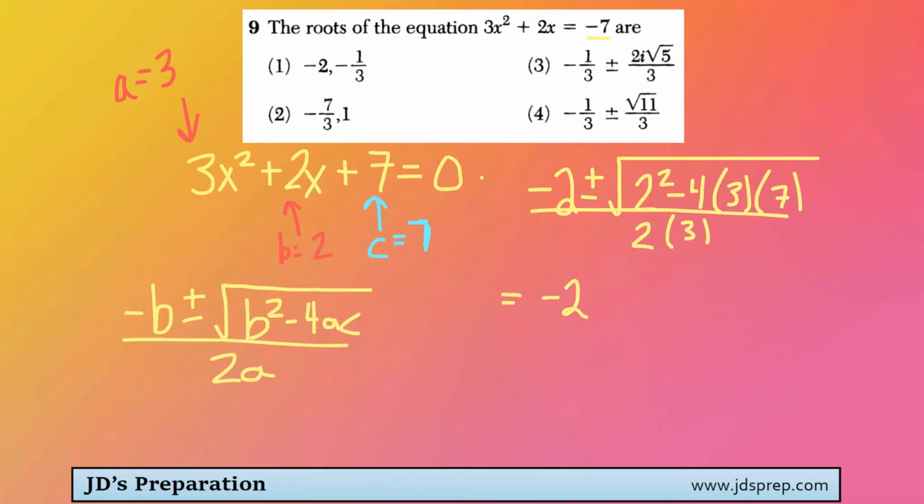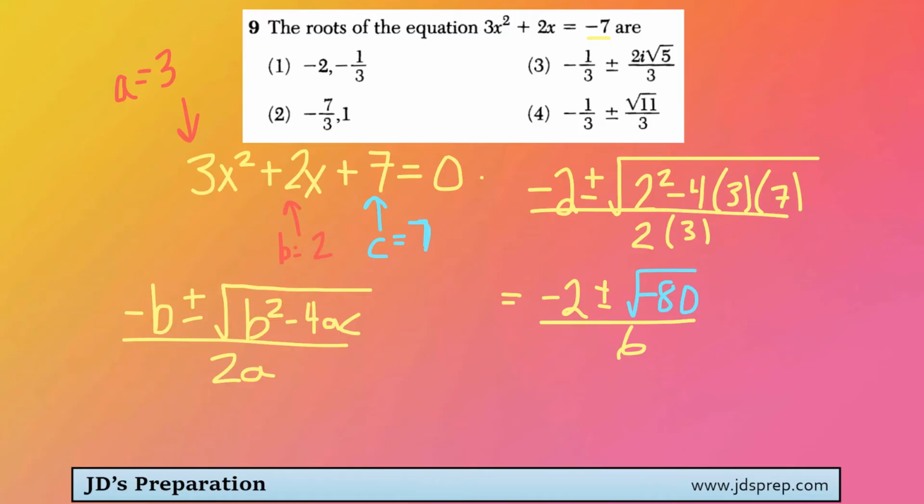Okay, so now we're going to have negative 2 plus or minus. Let's see what happens in the brackets here. We've got 4 minus 12 times 7, that's 84. And 4 minus 84 is negative 80. So we have negative 80 in here over 6.